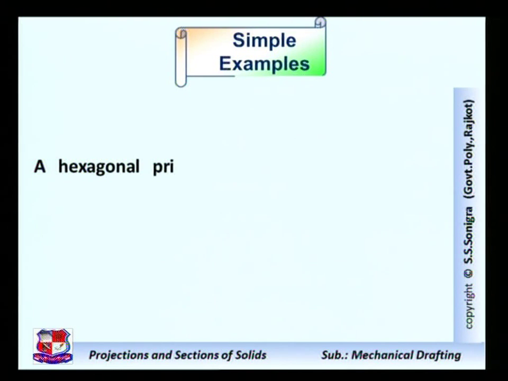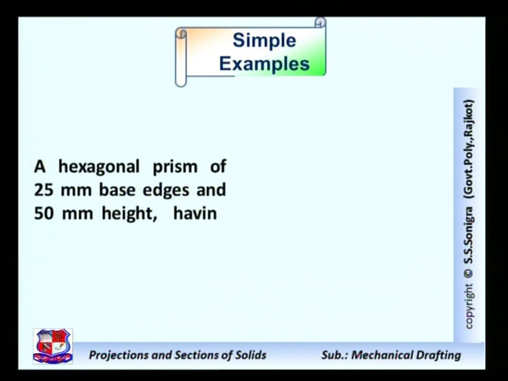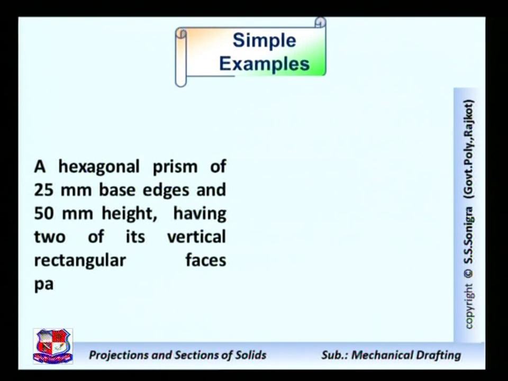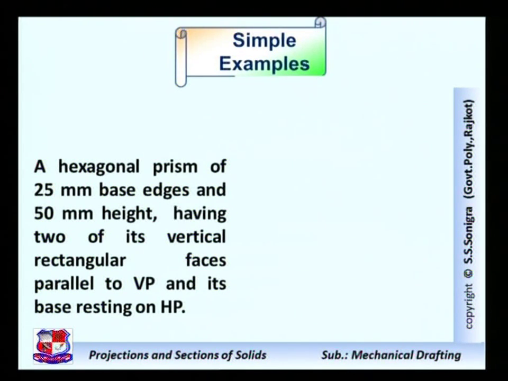The first one: a hexagonal prism of 25 mm base edges and 50 mm height, having 2 of its vertical rectangular faces parallel to vertical plane and its base resting on horizontal plane. So in this example, a hexagonal prism is given. 25 mm is the side length, 50 mm is the height. Now how to draw the first step of such kind of problem?